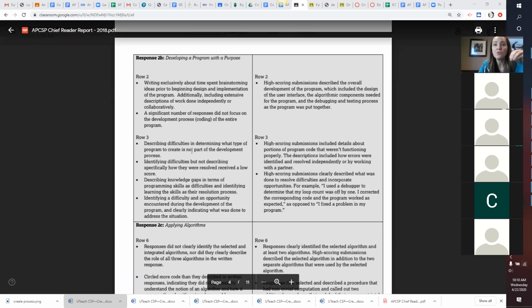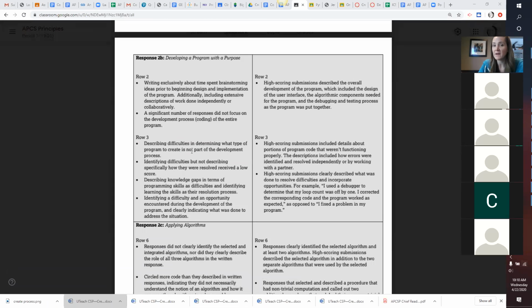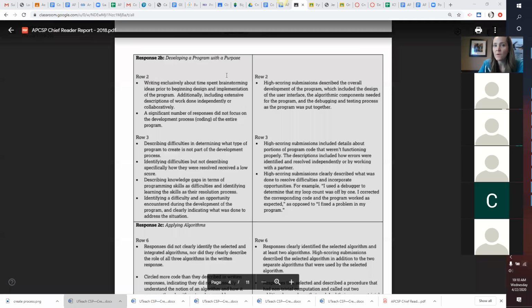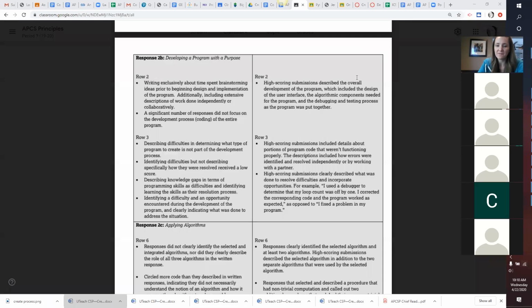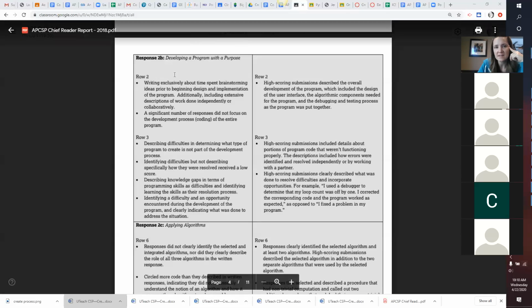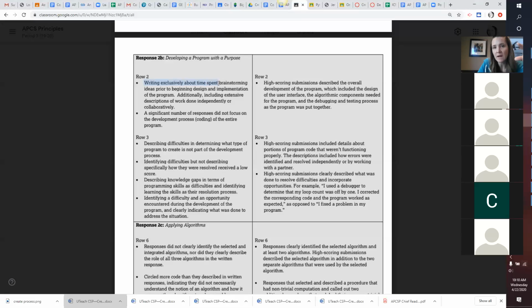And the 2 graded samples that I gave you, both graded sample C and I, both of those samples missed row 2. They both missed the point for row 2. It should be easy to get points for row 2 because all you're doing is writing about the time that you spend developing your program. Like, how do you actually write it? So here's the misconception. Students miss this because they wrote about the time they spent brainstorming ideas.